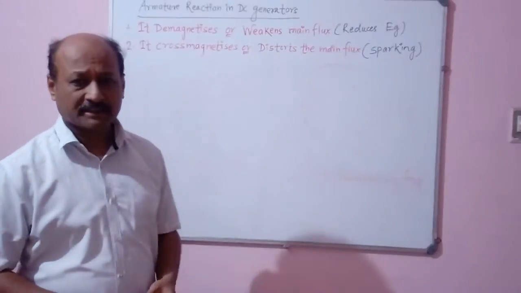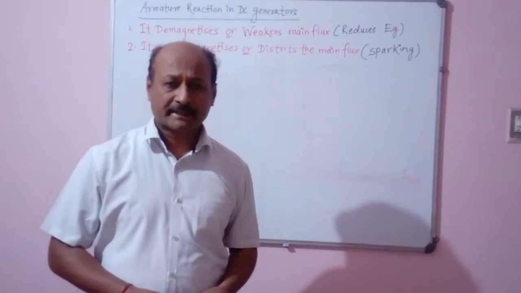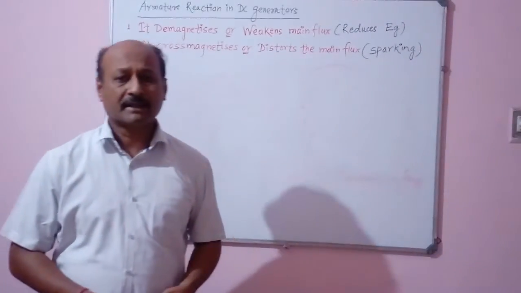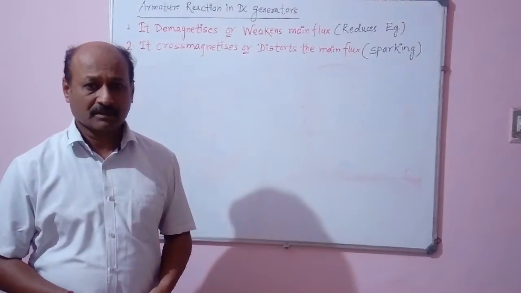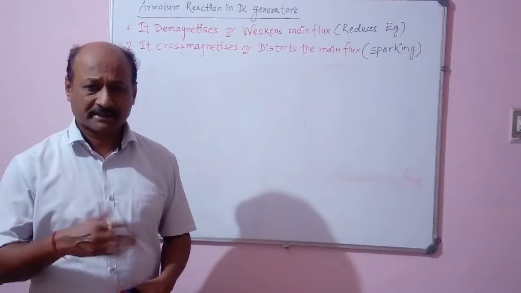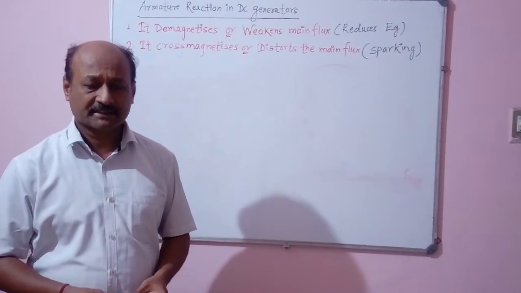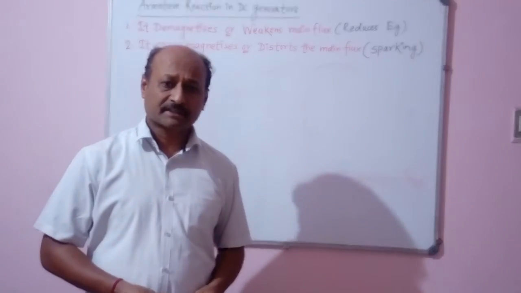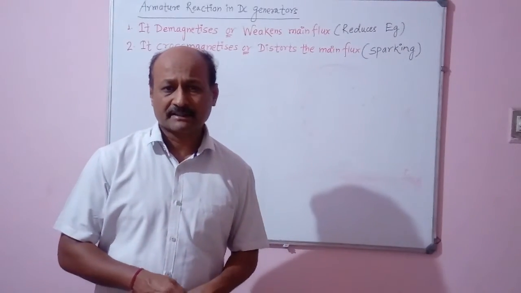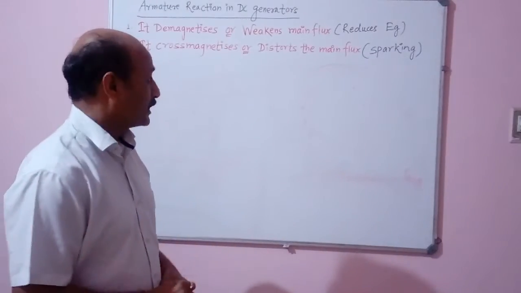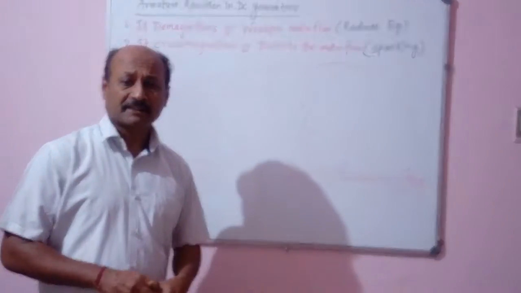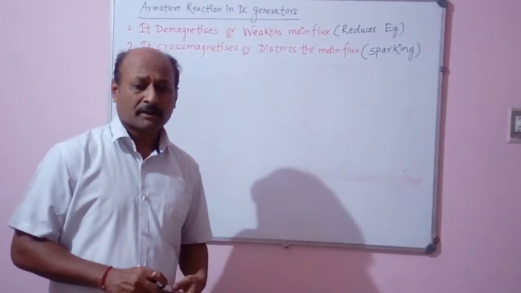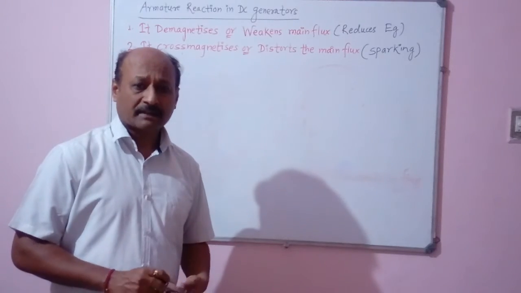So what is the armature reaction? The effect of magnetic field set up by the armature current. So what is the armature? Armature is the rotating part of the DC generator. And what is the stator or the stationary part? Stationary part is nothing but the field system. So what is the armature reaction? The effect of magnetic field set up by the armature current.